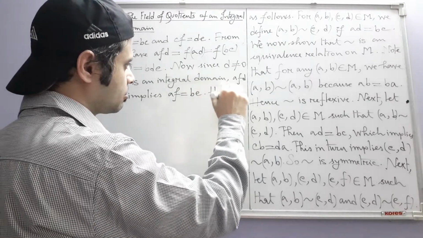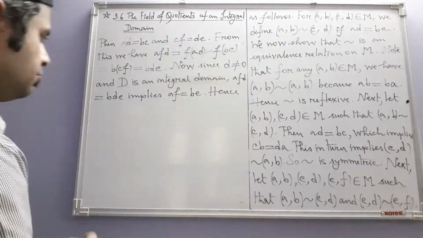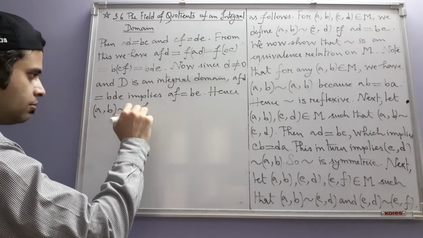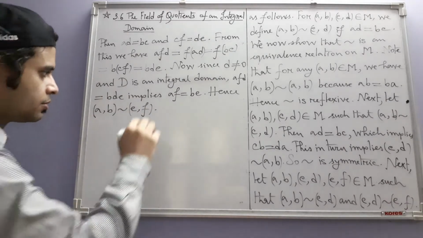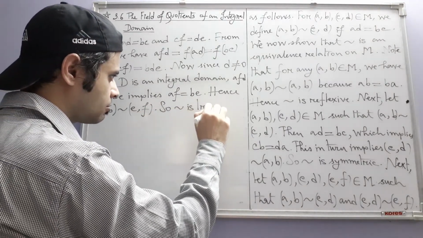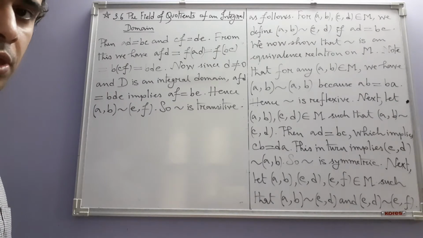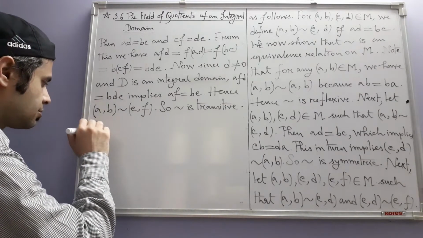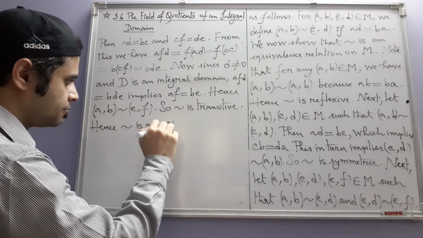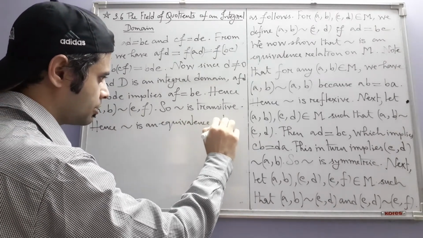Hence, from AF equal to BE, we have this related to E comma F. So, this is transitive. And we have verified all the three properties for the relation to be an equivalence relation. Hence, this is an equivalence relation.